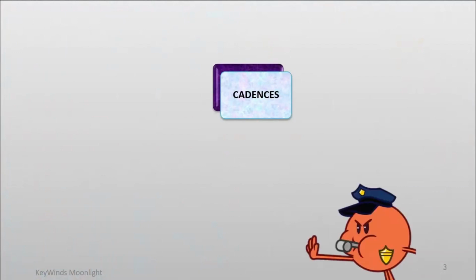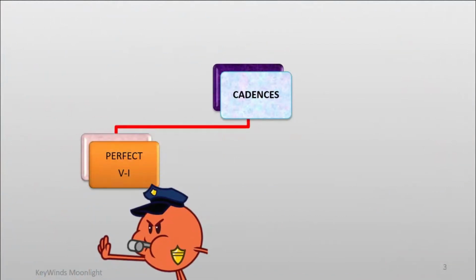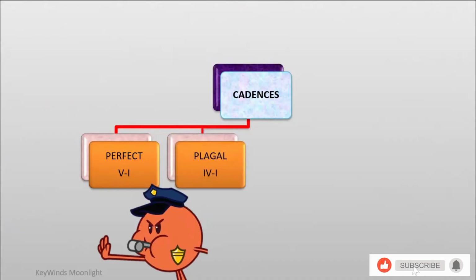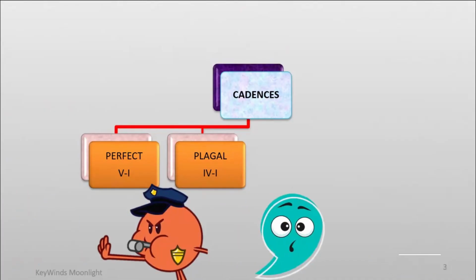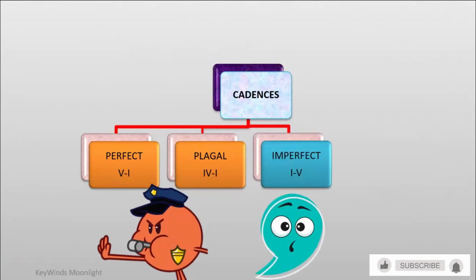First, we'll check full stop marks. So perfect cadence, which has chord 5 to 1. Then Plagal Cadence, which has chord 4 to 1 moving. Those cadences act as full stops in music. Then we have a comma, Imperfect Cadence, which moves chord 1 to 5.